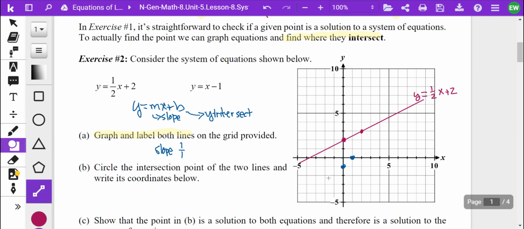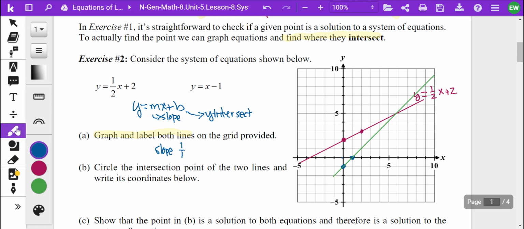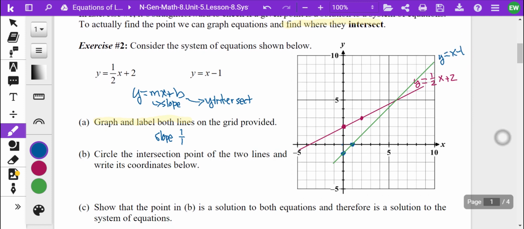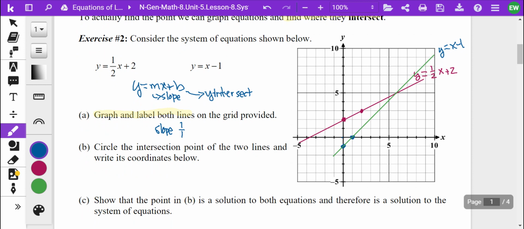I'm going to do this in a different color. I can't find my blue, but that's okay. Oh, it looks like we are going to intersect right there. Okay, I'm going to label this y equals x minus 1. You know how proud I am of you guys for graphing lines? You're so smart. Circle the intersection point of the two lines and write its coordinate below.